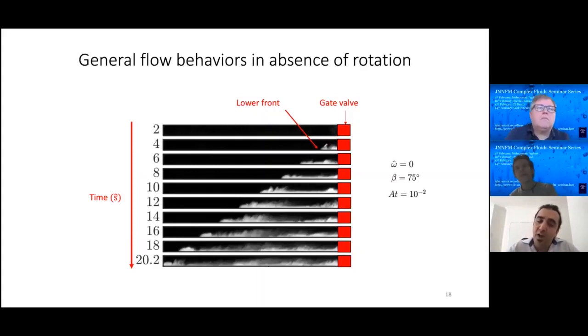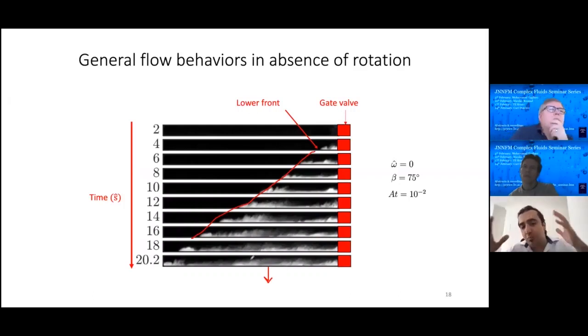What we observe is that as the gate valve is opened, the heavy fluid slumps underneath the light fluid and moves downward. The axial buoyancy component, which is in this direction, keeps the two fluids more or less segregated, although we have some Kelvin-Helmholtz type instabilities at the interface. And this is basically a classical gravity current.